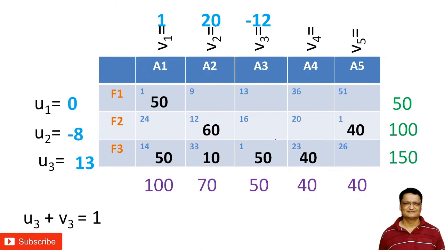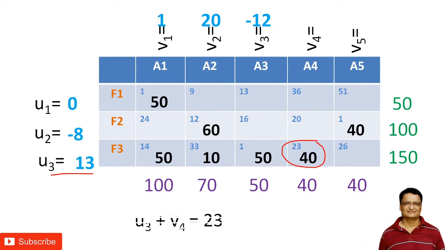Now from this cell I can move to this cell, right? Because I know one value as u3. So u3 plus v4 is equal to 23, right? So I can get the value of v4 as 10.